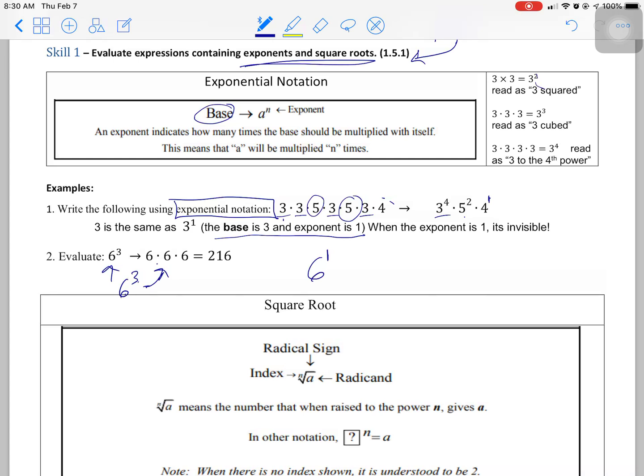When something is to the 2nd power, you can say it's squared. To the 3rd power, you can say it's cubed. And most of the other ones are saying raised to the 4th power. Or they'll even just say 4th power.